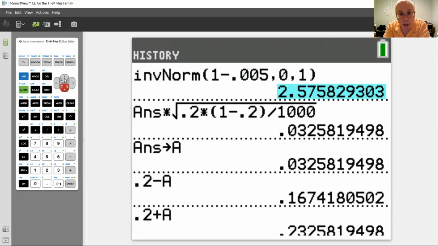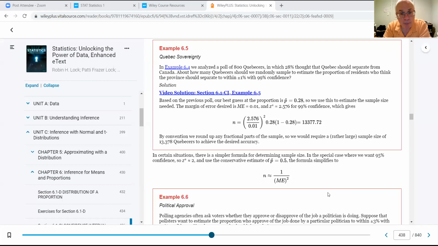Here's a 2.5758. They rounded it to 3 decimal places, 2.576. This is the Z for a 99% confidence interval. We just did a problem just like that. Okay. Let's stop sharing, go back to the book. Okay. That's where they got to 2.576.